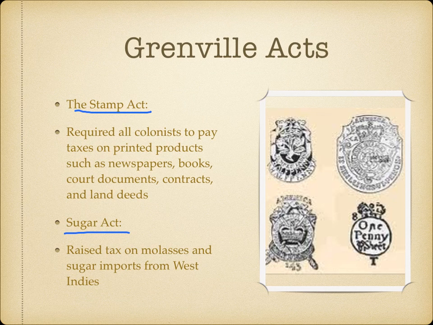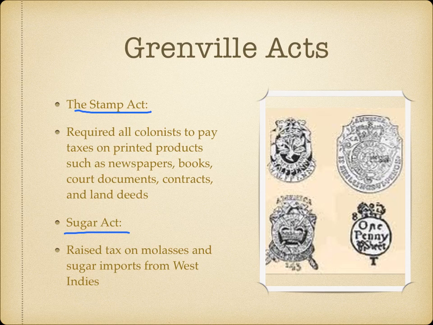In an attempt to recuperate from the massive debts accumulated from the war, Britain enacted the Grenville Acts. These were taxations against the colonists that included the Stamp Act, which required all colonists to pay taxes on printed products such as newspapers, books, court documents, contracts, and land deeds, and acted as the first directly imposed tax on the colonies by Parliament. The Stamp Act raised large opposition in the colonies because they wanted the right to tax themselves and create their own documents with their own officials.